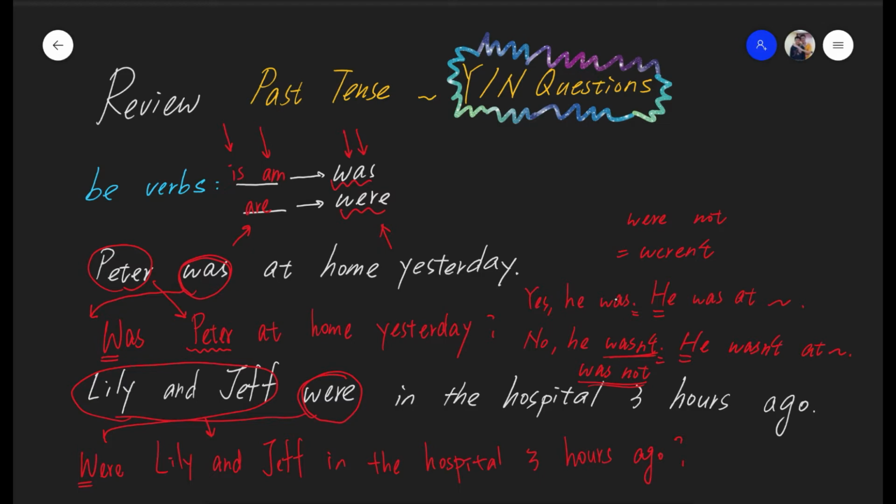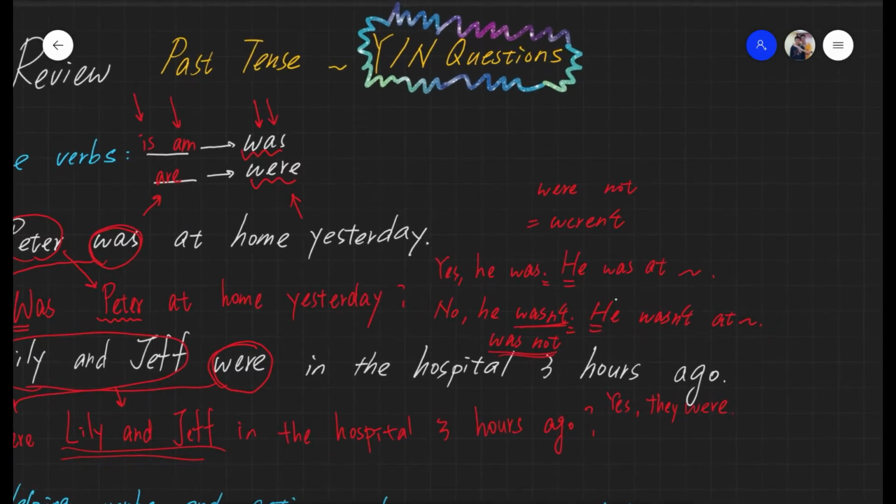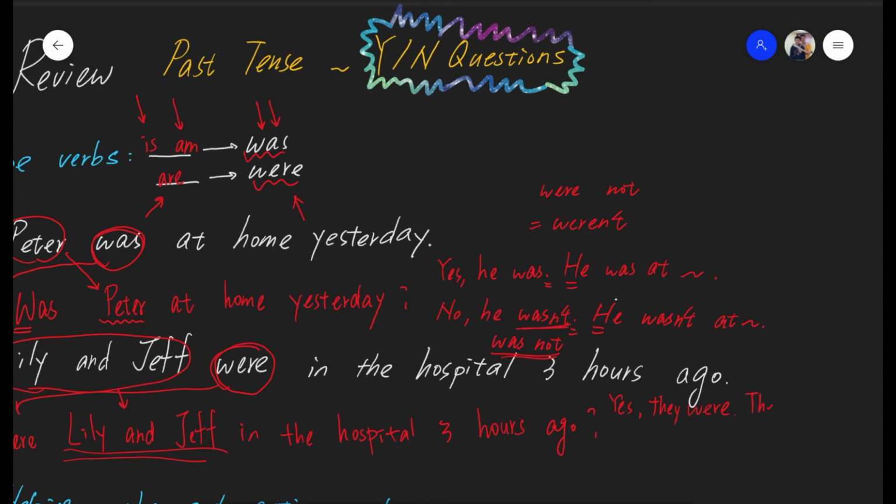Now let's try to answer this question. If the answer is yes, then it's yes, because there are two people here, so it's not he or she, it's they. They were. All right? Now, they were, let's move it aside. It would be they were in the hospital 3 hours ago. Now remember, after the period, you need to use a big letter T. I didn't write the rest of the sentence because you get the picture.